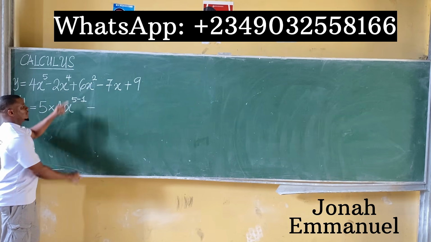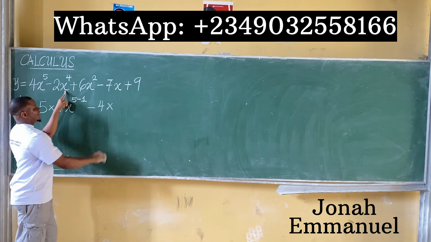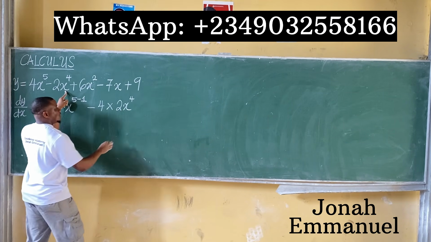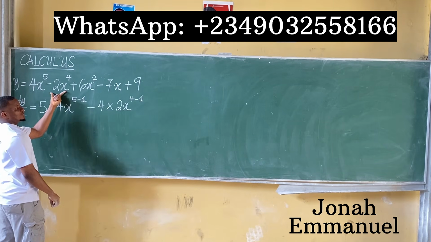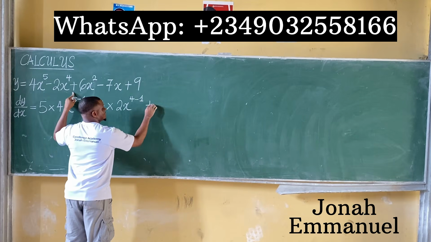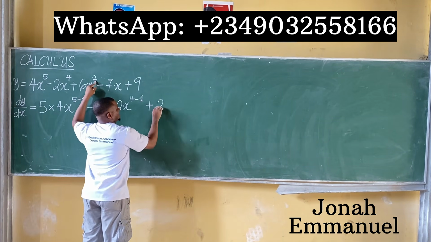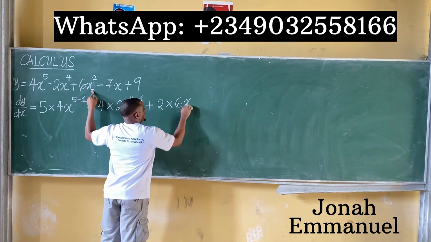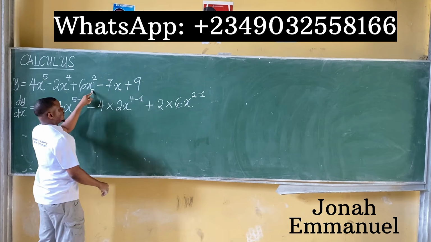Next up, look at the power. What's the power here? So it becomes 4 times what you have here. Here I have 2x to the power what there? 4. Subtract 1 becomes minus 1. This one is done. Come to the next one. Before this, I'm seeing a plus here. So plus. For this one, what's the power here? 2. Multiplied by the power. So 2 times what I have here, 6x to the power 2. Subtract 1, minus 1.